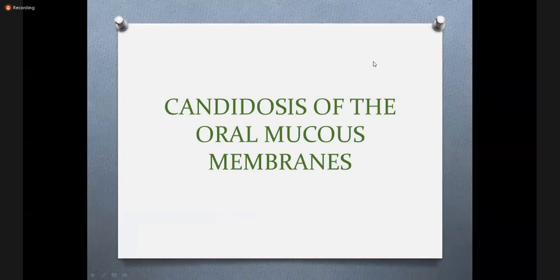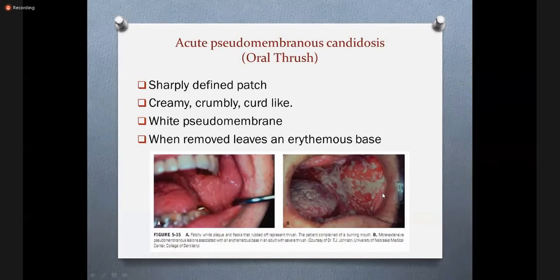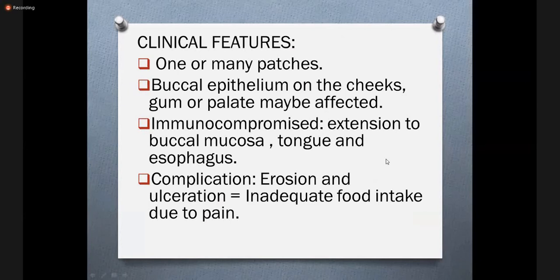Acute pseudomembranous candidiasis, oral thrush, presents as sharply defined patches. They are creamy, crumbly, curd-like white pseudomembranes, and they can be easily removed, leaving an erythematous base. Okay, there may be one or many patches. The buccal epithelium of the cheeks, gum, or palate may be affected. Most common in immunocompromised patients, and in an immunocompromised patient, they can extend to the buccal mucosa, tongue, and even the esophagus. Okay, the complications are erosion and ulceration. Okay, and due to erosion and ulceration, there is inadequate food intake due to pain.